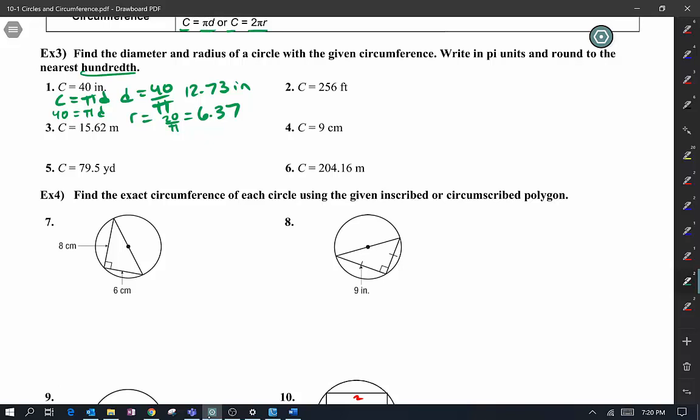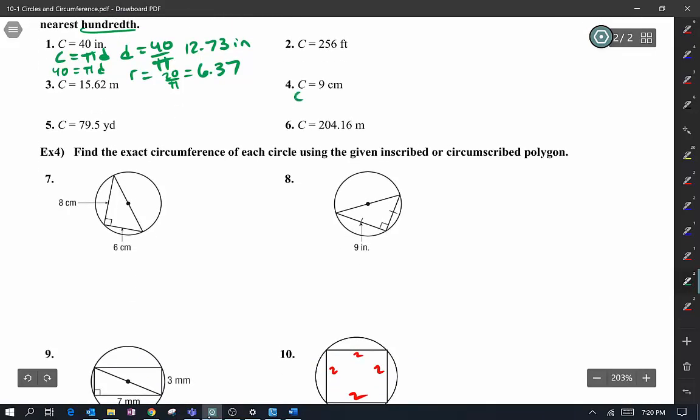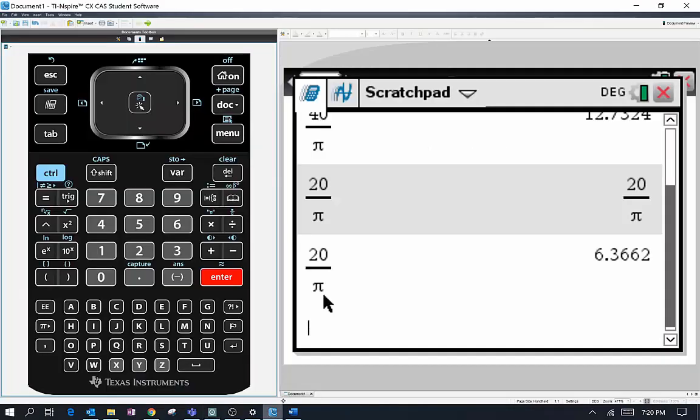Pretty easy, okay? I'll do at least one more of these. Let's do number 4 just to spread it out a little bit. So we know that circumference is equal to pi times the diameter. And we know the circumference is 9, so 9 equals pi d. So d must equal 9 over pi. And then you would calculate that diameter as a decimal. So go figure that out.